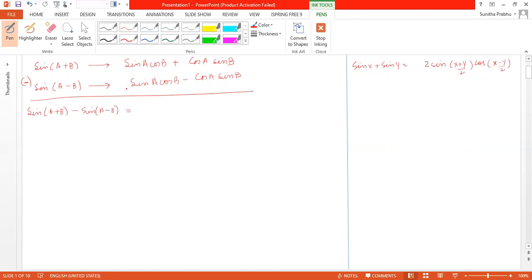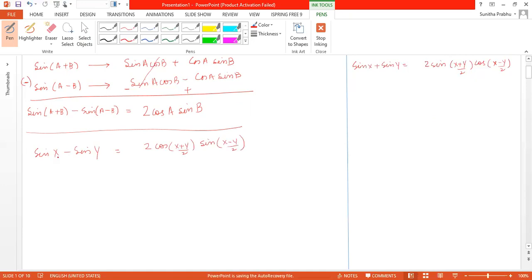So when we do the difference, this is going to get chopped off. This is going to get added. So what you have is 2 cos A sin B, correct? Yes, sir. Okay, so this you can also write as sin x minus sin y equal to 2 cos (x plus y) by 2 into sin (x minus y) by 2.